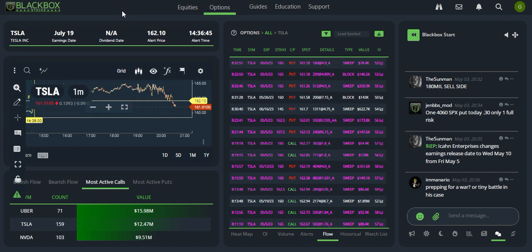But that is really the basics of options trading. We want to ride the volatility. So if the price of a stock is going up, we might buy a call option.